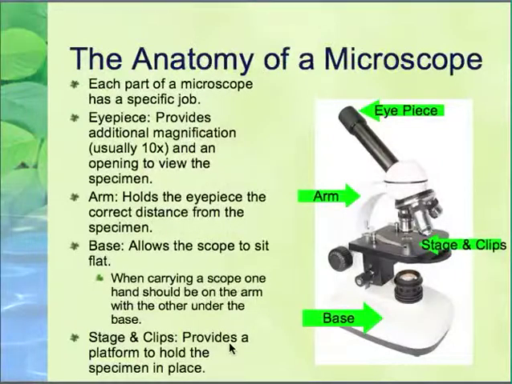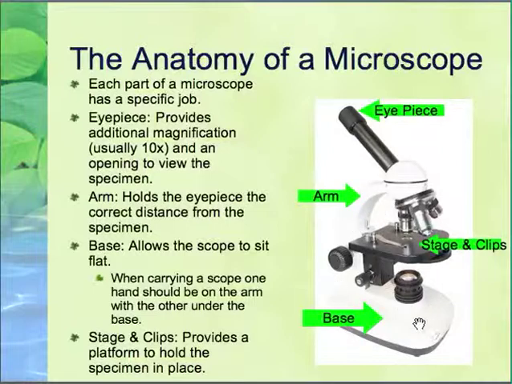The anatomy of a microscope goes kind of like this. Each part has a job. This first part up here is called the eyepiece. The eyepiece is where you look through, and it generally provides about 10x magnification. That means that just looking through the eyepiece would make something look 10 times larger than it actually is. The arm holds the eyepiece and the objectives the correct distance from the specimen, which allows us to have a constant way of viewing the specimen.